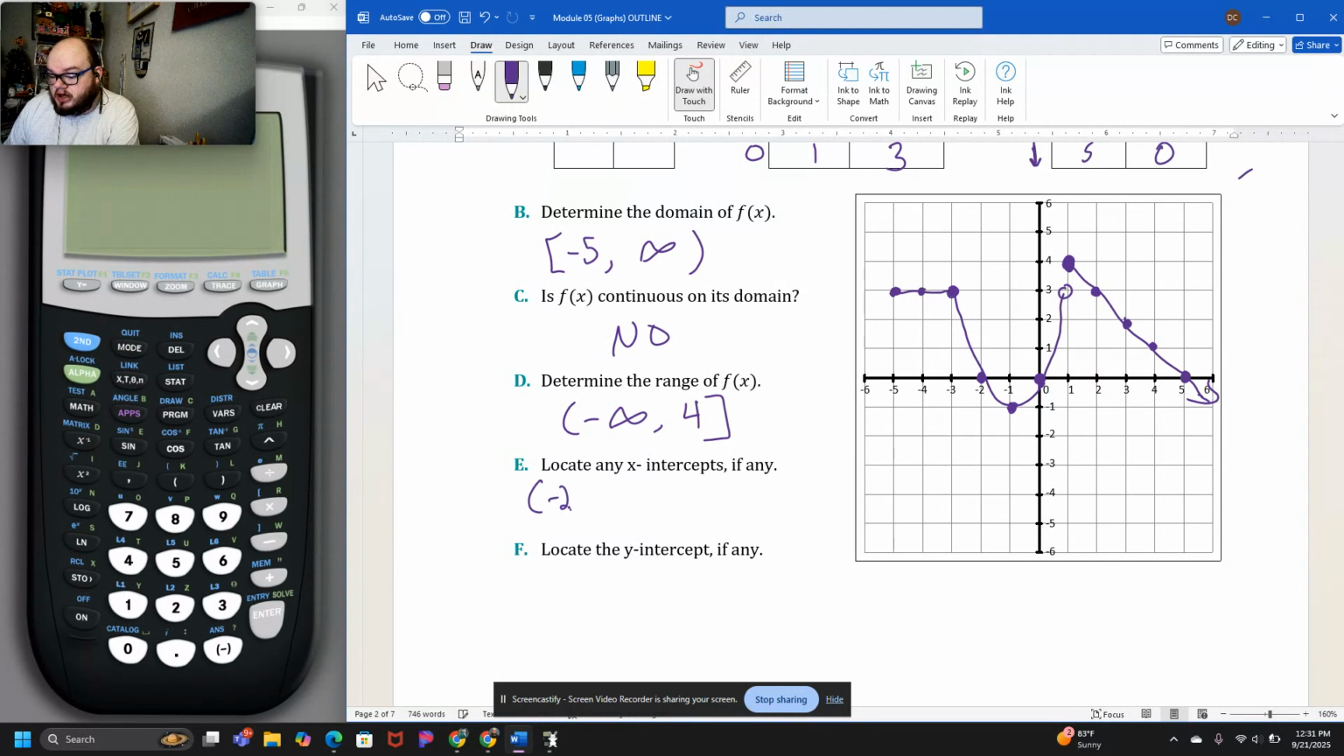Now let's locate those x-intercepts. I've got one at -2 and 0. I've got one at 0 and 0. And I've got one at 5 and 0. Now where is my y-intercept? I cross the y-axis at 0 and 0.